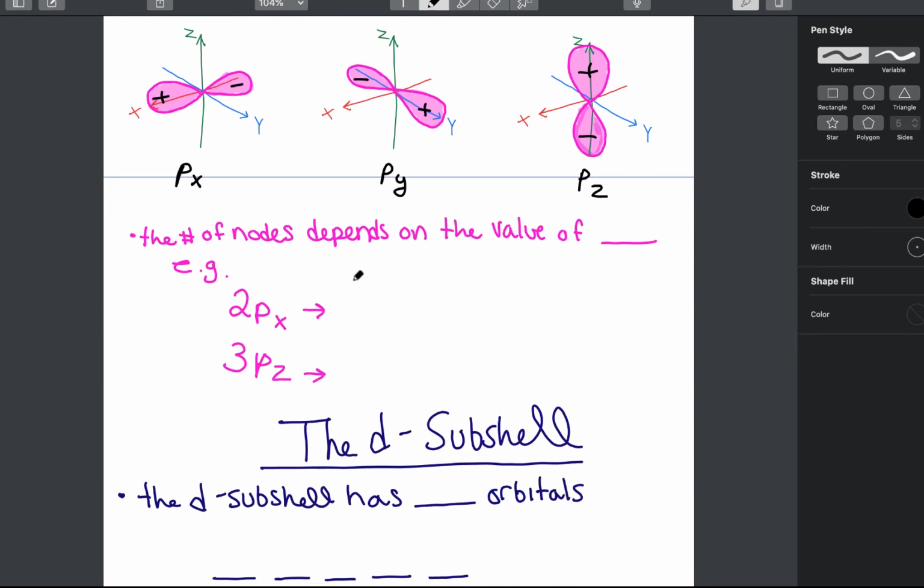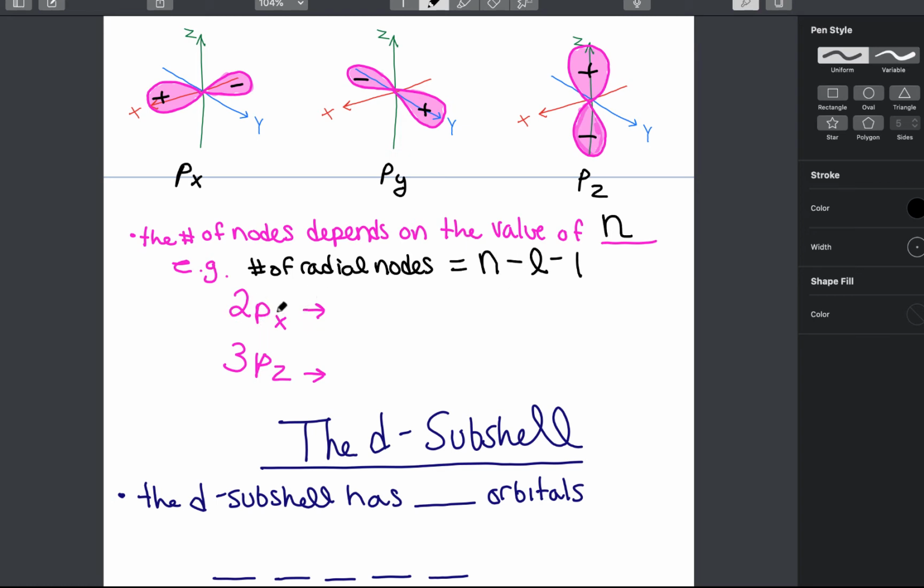So the number of nodes for a p orbital depends on the value of n. And that is because, remember, the number of radial nodes is equal to n minus L minus 1. So as your value of n increases, the number of radial nodes increases as well. So let's do two examples here.